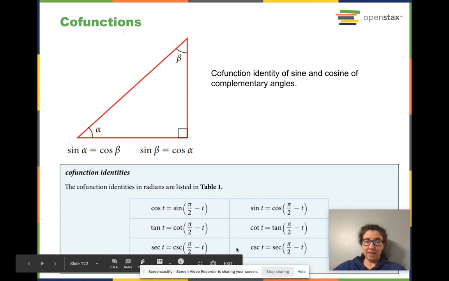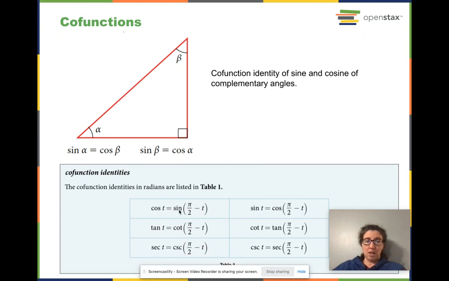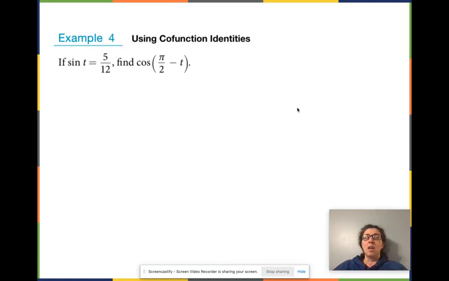So this isn't like 6 completely different things in a table. This is a relationship, right? But it's always pi halves minus t because that's what these angles always add up to. And this comes from the ratios, okay?